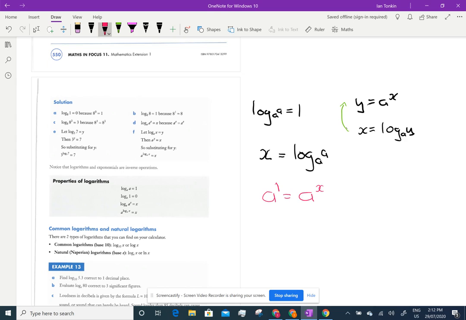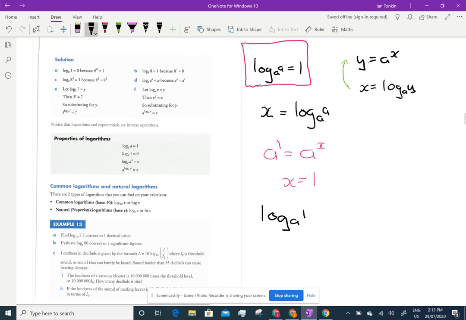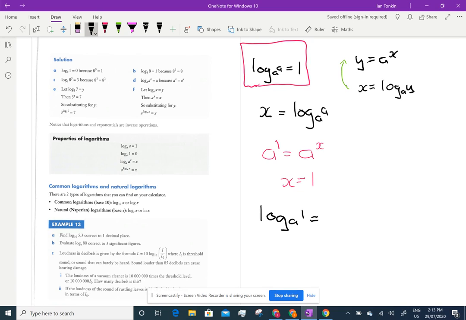A to the 1 equals, so x equals 1. So therefore, log of it. So there's your first law. All right. Now, what about log a to the 1? So let's take that. And again, we can just use this law, log a to the 1. Well, they're telling us that it equals 0.